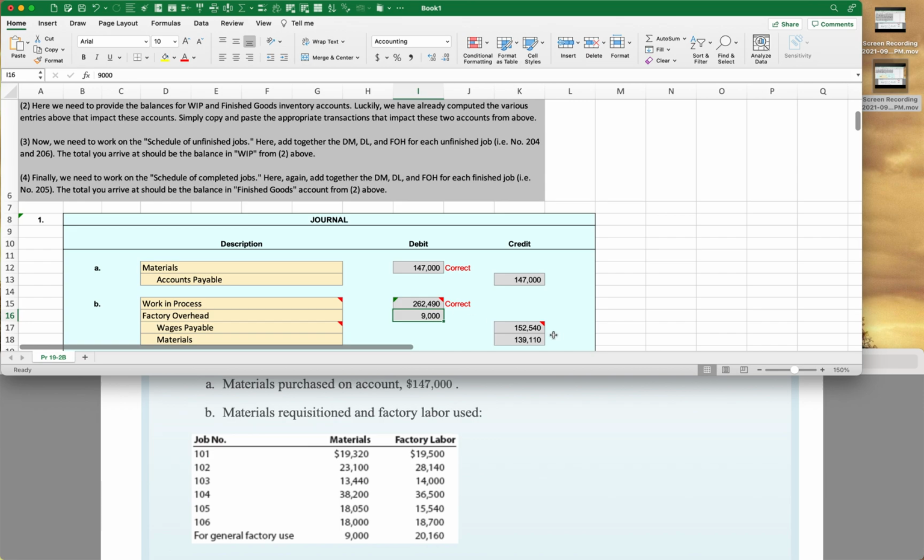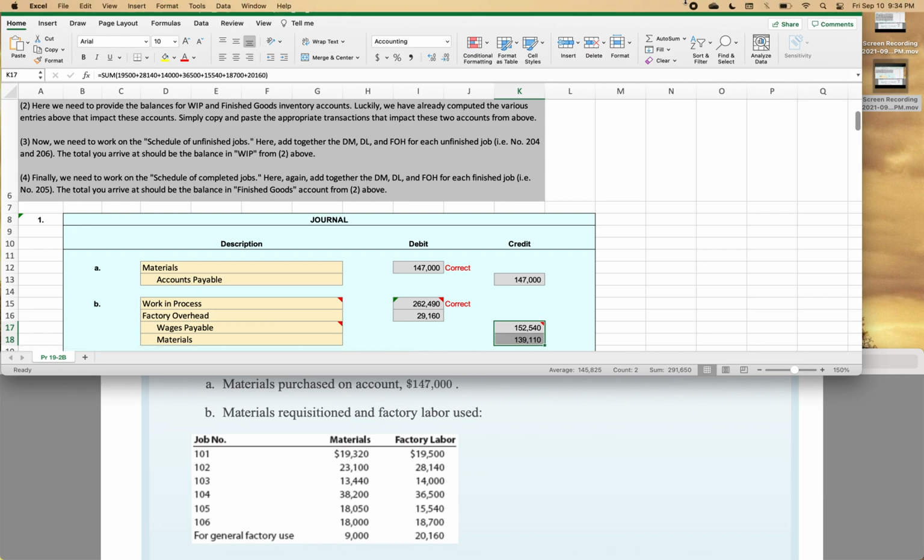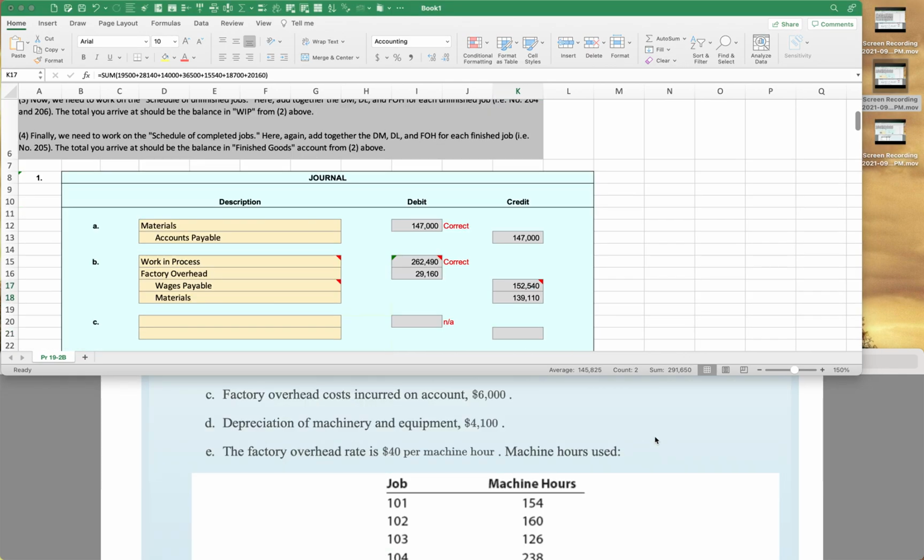This again needs to be, the debits need to equal credits, and right now they don't because we're missing the similar item here that we needed to take care of, which is basically 9,000 plus this 20,160 that was used for general purpose. And again, I need an equal there. So if the total of these two is 291,650, this should be 291,650, and it sure is. For factory overheads, no way.